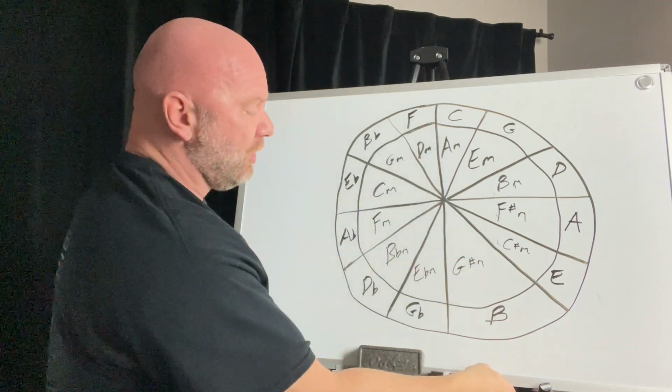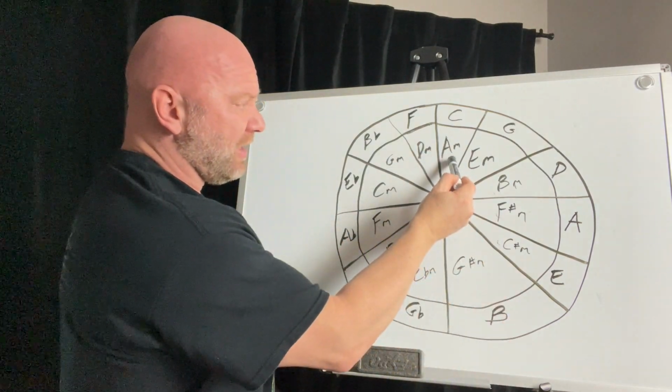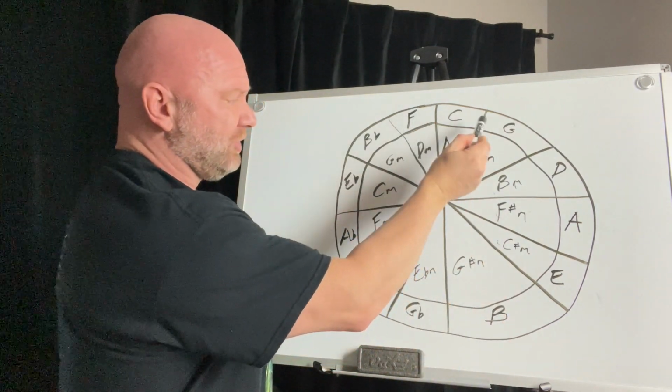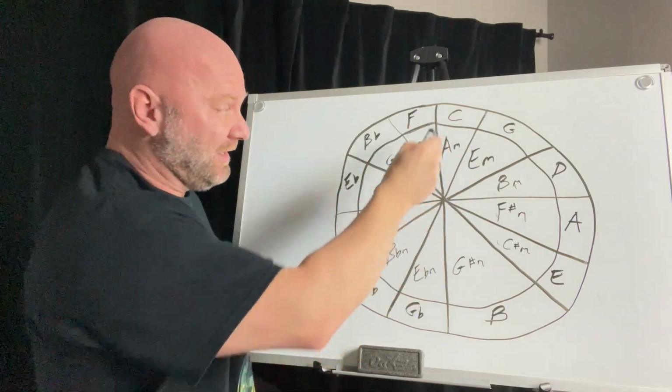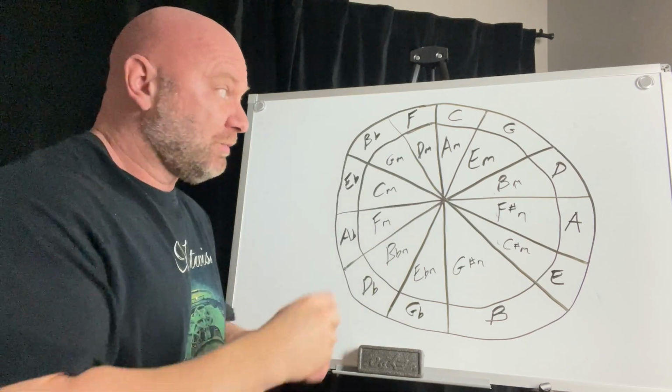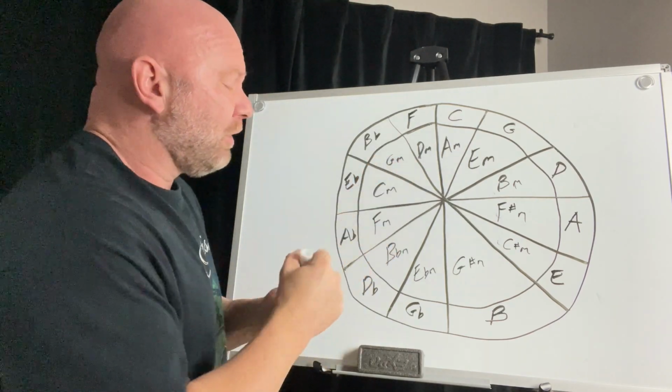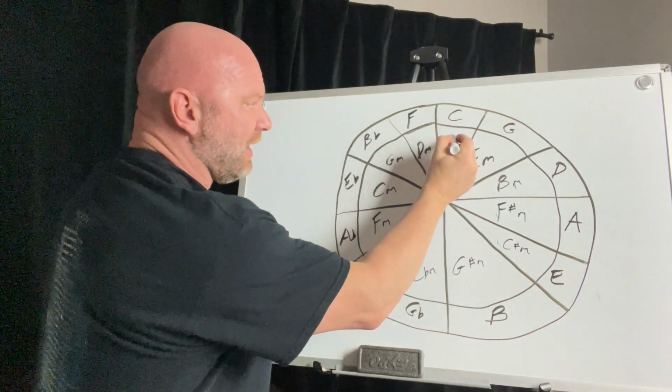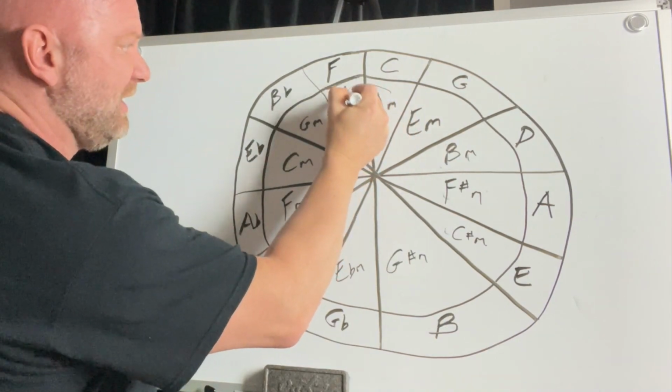So for example, we're in the key of A minor. So we're playing A minor, F, G. That's our chord progression that we're playing in the key of A minor. So what I want us to do is play that progression, but change keys from A minor over to D minor.